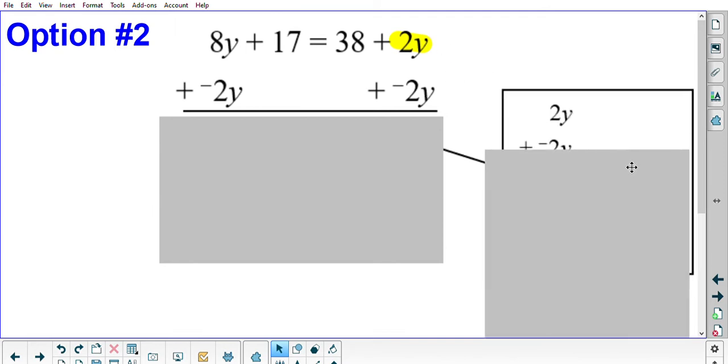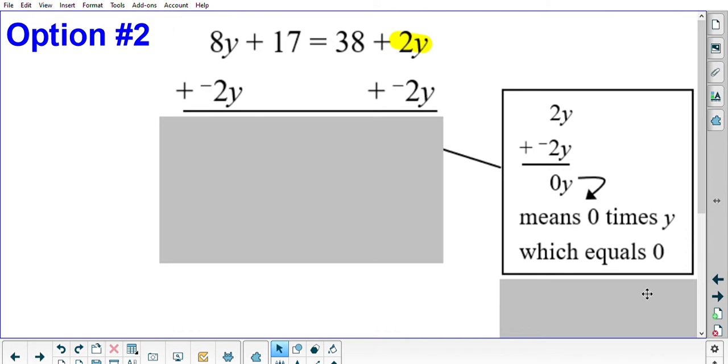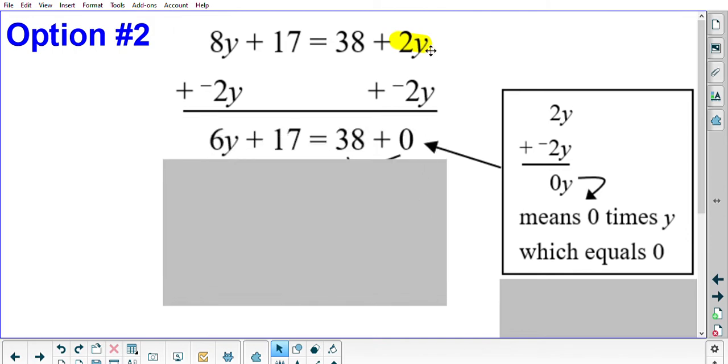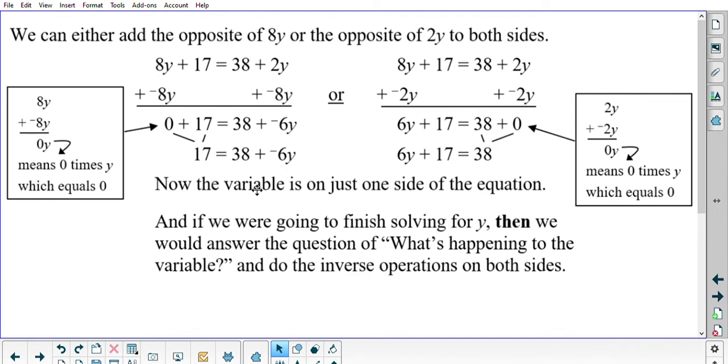2y plus negative 2y, just like we were looking at on the other example, that would give you 0y. And what does that mean? 0 times y, which is really just 0. And so that's the reason why the variable on the right ends up going away, because 2y plus negative 2y is 0y, 0 times y is 0, 38 plus 0 is 38. Now the variable is gone from the right-hand side. Left-hand side, 8y plus negative 2y gives you 6y, and now we have accomplished the goal. And that goal was to get the variable to be on just one side of the equation.